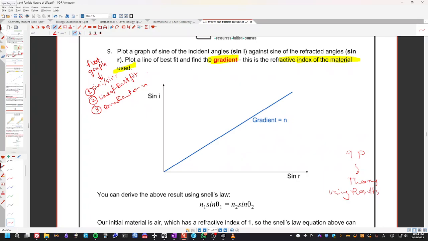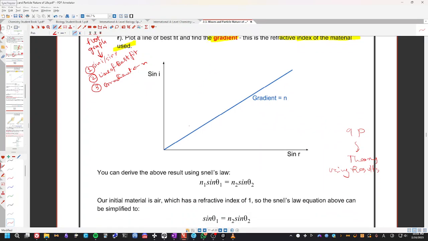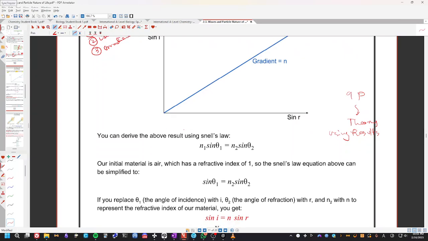So when you're plotting a graph for this experiment, know 3 things. 1, it's sin i over sin r. 2, you're finding the line of best fit. 3, the gradient is what you're trying to find, and your gradient is going to be your refractive index.